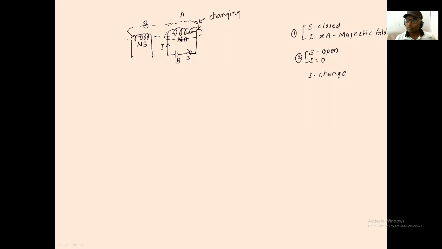EMF induced. According to Faraday's law, EMF is induced. Is it right? And if the EMF is induced in this coil B, what is its type? कसल्या प्रकारचा induced EMF म्हणतो आपण याला? It's a mutual induced EMF. And now, can I write what is our basic formula for induced EMF? E is equal to N d phi by dt.